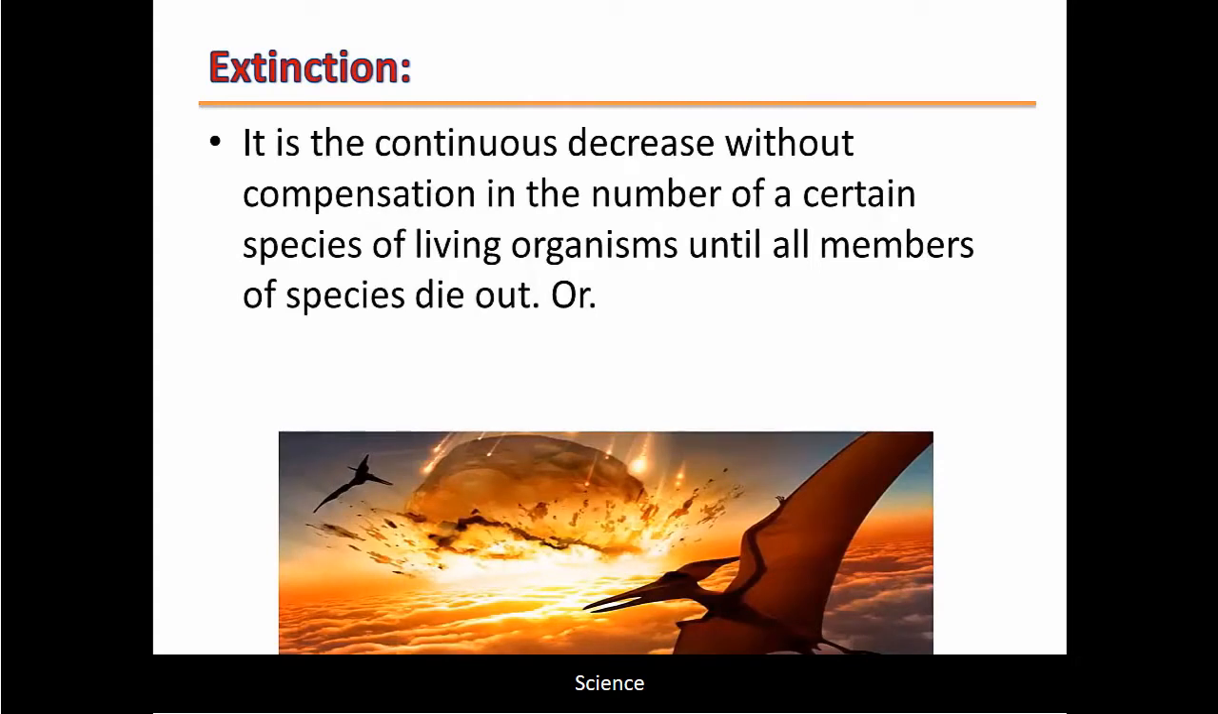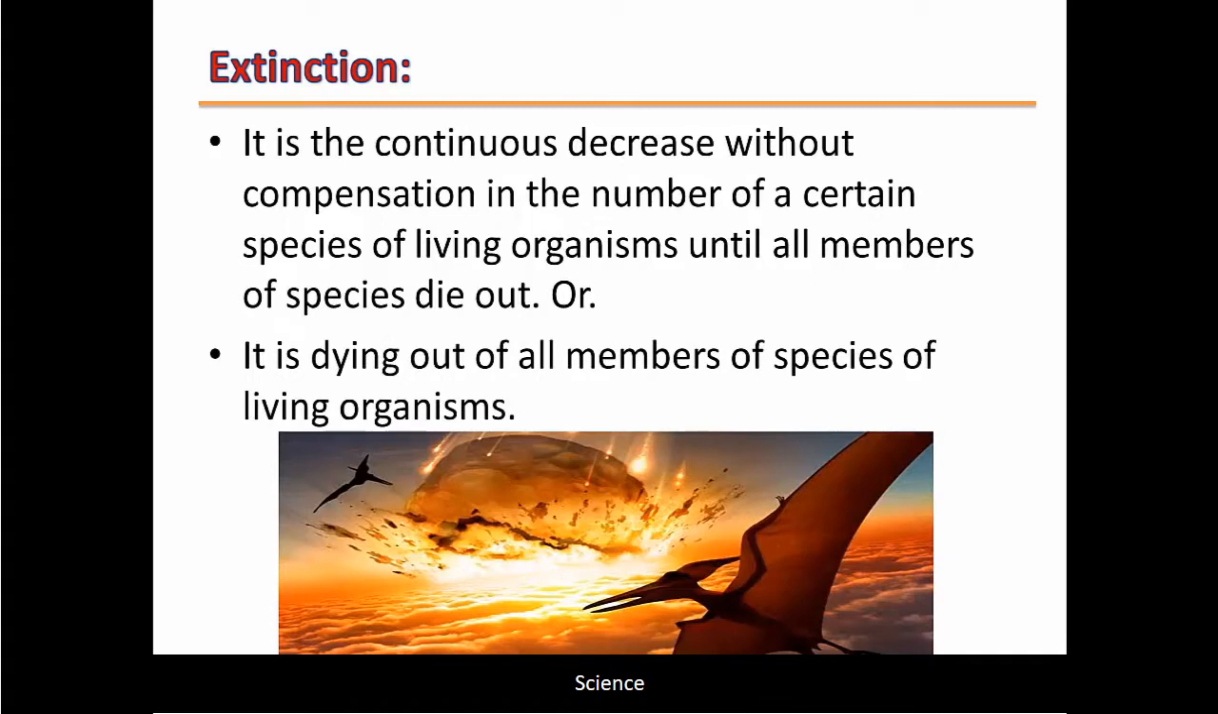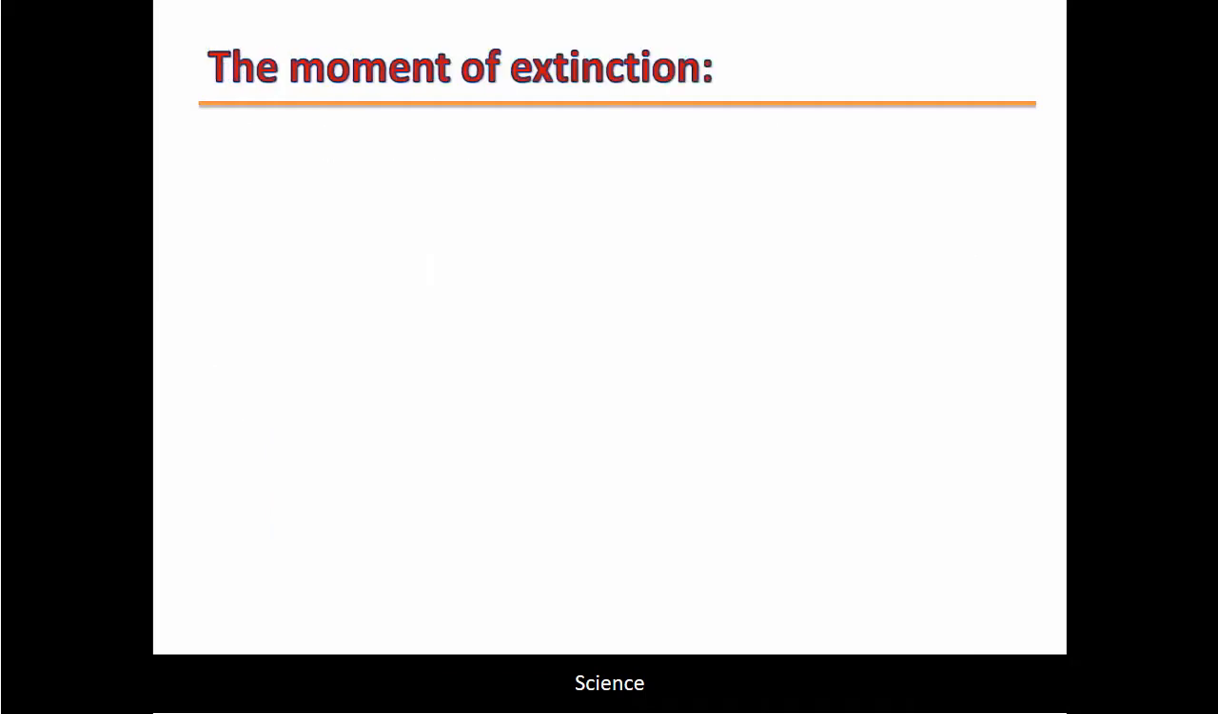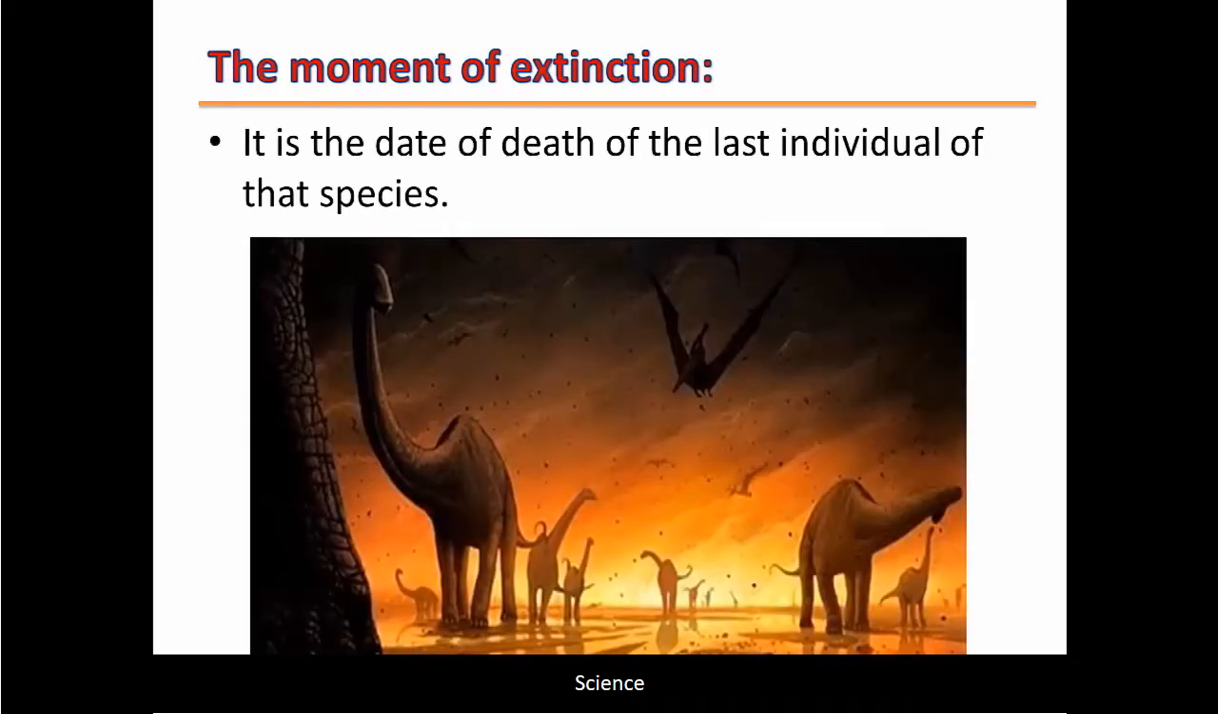It is the continuous decrease, without compensation, in the number of a certain species of living organisms until all members of the species die out, or it is the dying out of all members of a species of living organisms. The moment of extinction is the date of death of the last individual of that species.